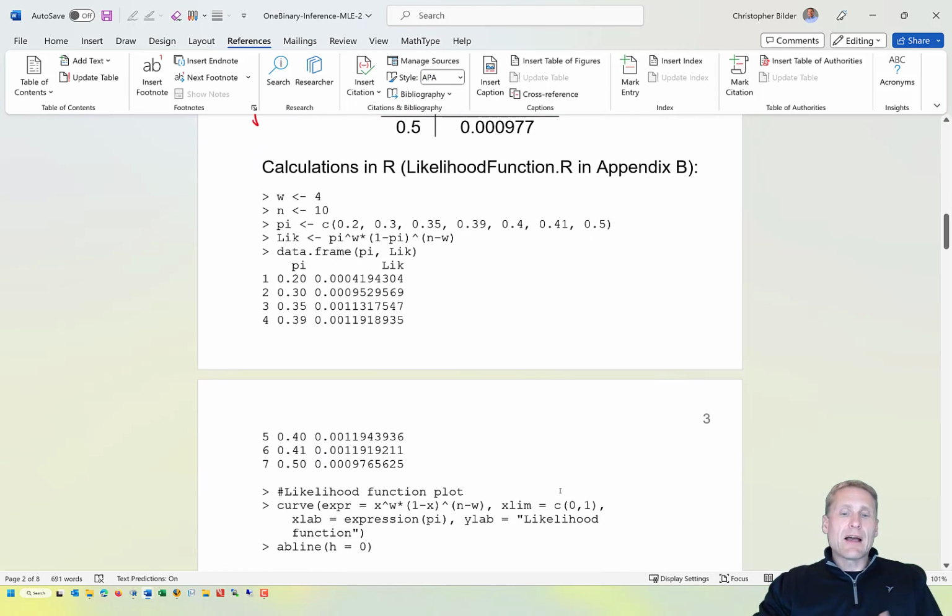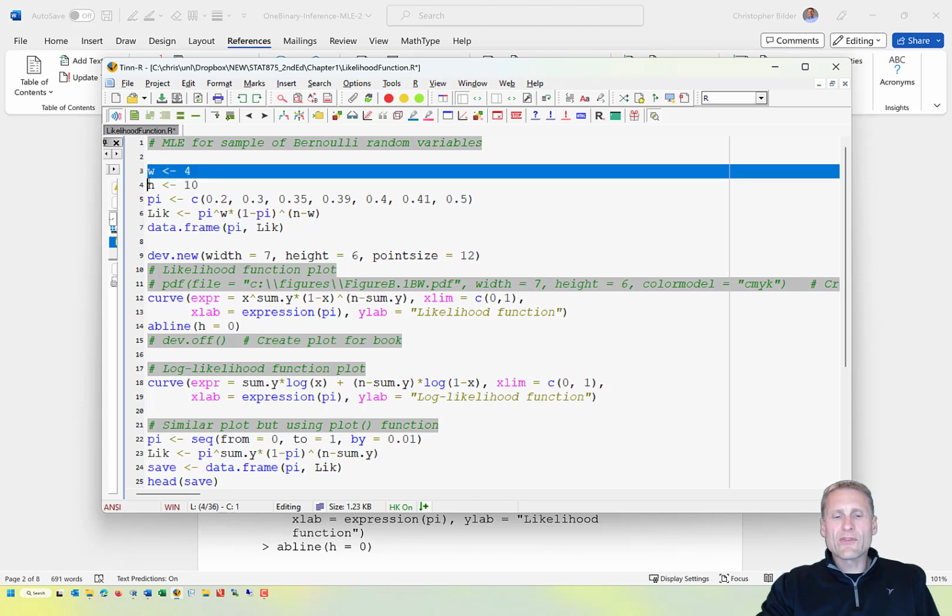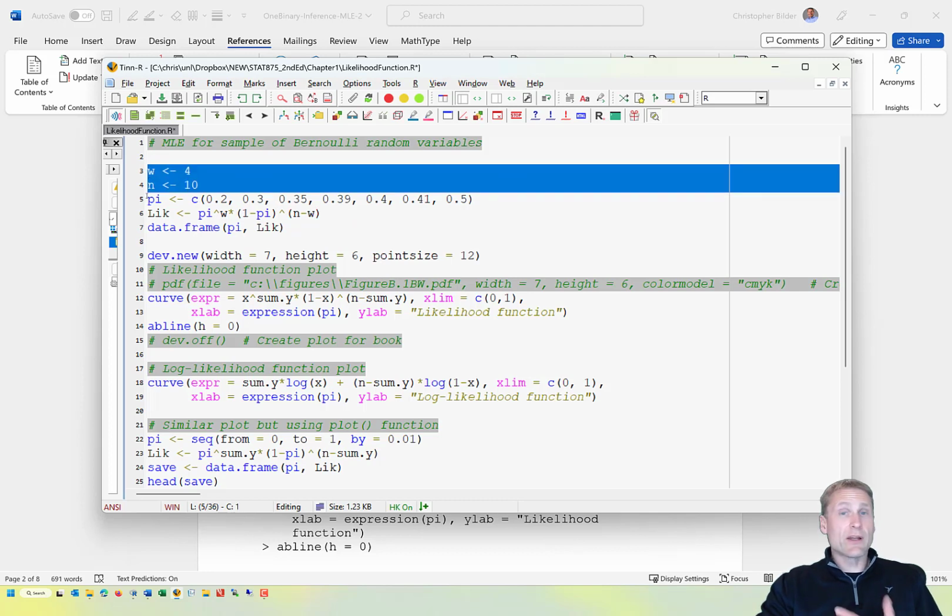Now, let's talk about how we can do some of these calculations in R so that we can get more used to doing calculations in R. So I'm going to come back over here to my editor, and I'm going to actually make this change. This will be updated on my website. So I have 4 successes and 10 trials. So I create objects representing those numerical values.